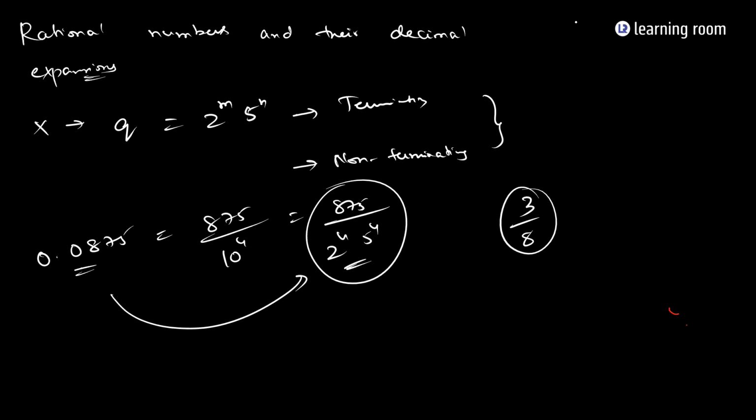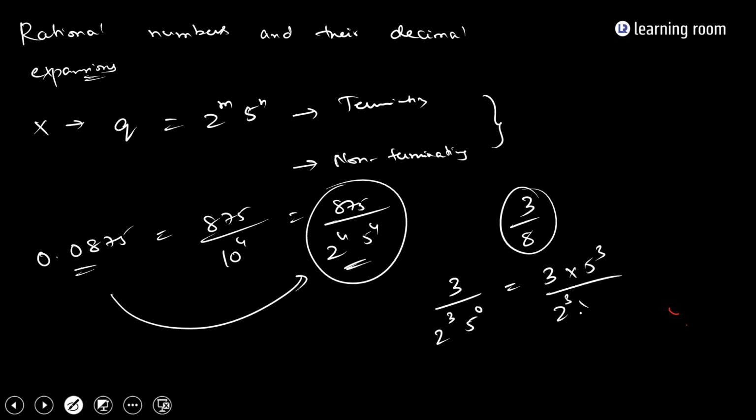Terminating, sir. So how did you say that? 2 to the power 3 into 5 to the power 0, sir. Okay. So is there a possibility where you can bring them to be equal powers? So 3 by 2 power 3 into 5 power 0. Correct. Okay. So the better way of me thinking about this is, can I write it as 3 into 5 power 3 by 2 power 3 into 5 power 3? Can I do it like this?